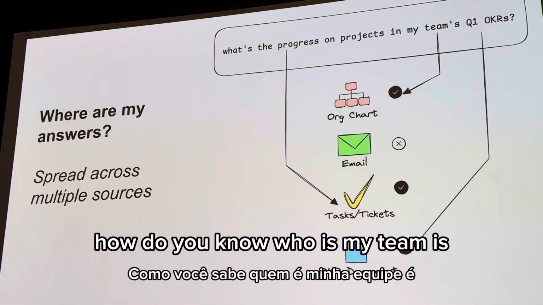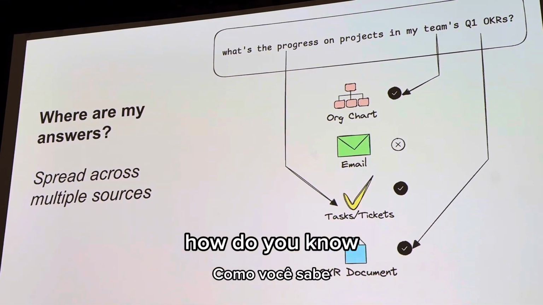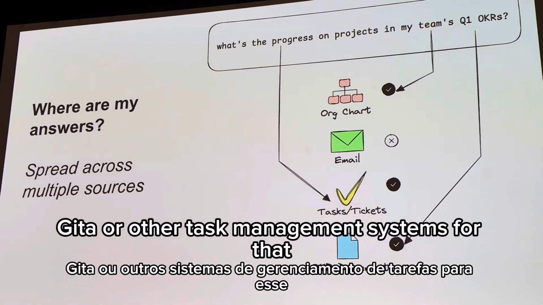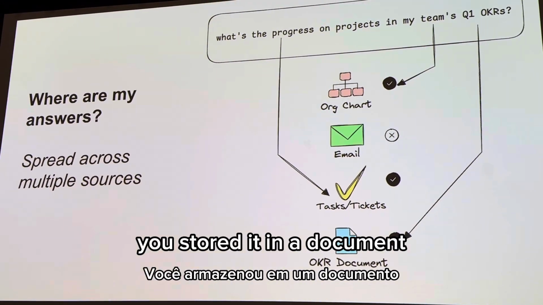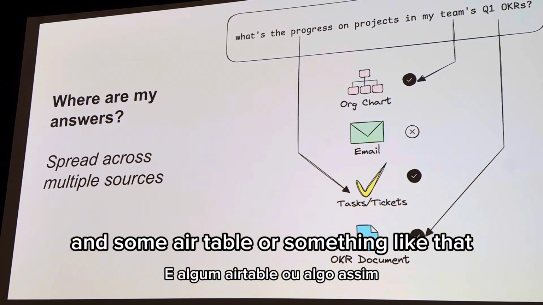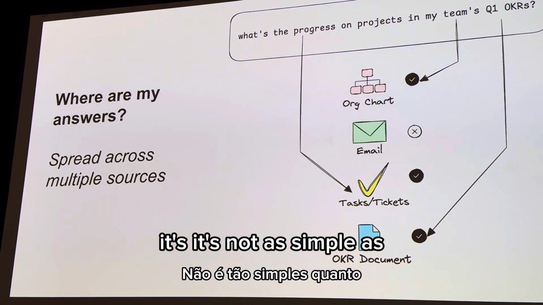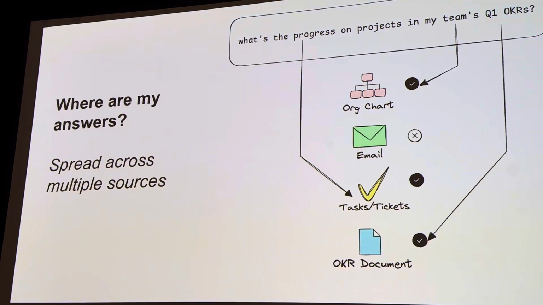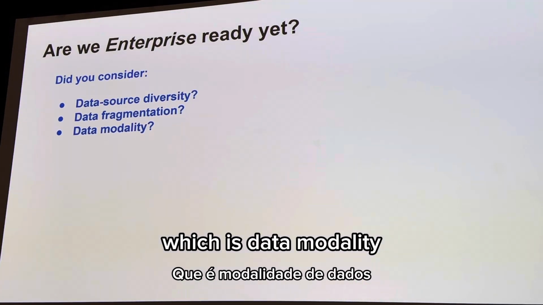How do you know who my team is? We have to consult the org chart for that. How do you know the team's progress? You have to consult Jira or other task management systems for that. And OKRs, depending on the company culture, might be stored in a document or in some Airtable or something like that. So it's not as simple as just bringing a bunch of chunks, throwing them into an LLM and letting it do the magic. And the third one, which is a very important one too, is data modality.